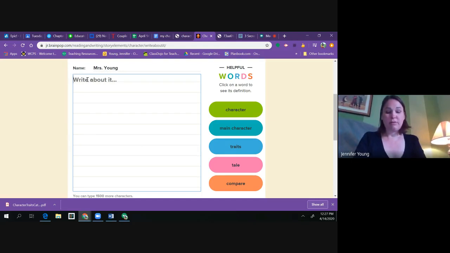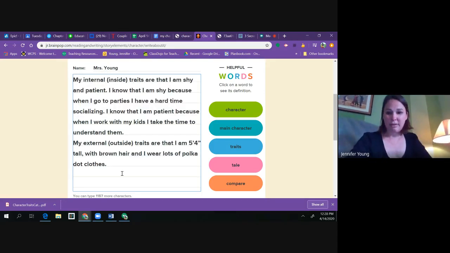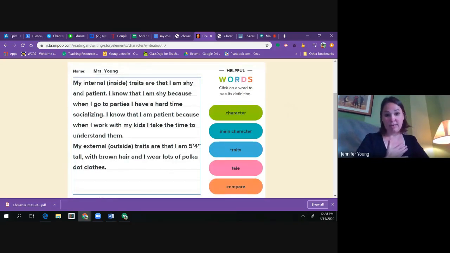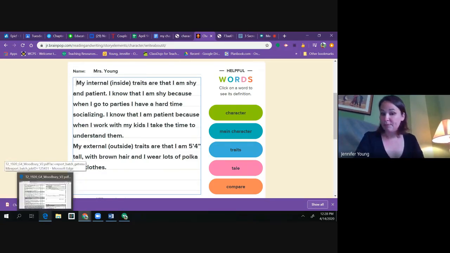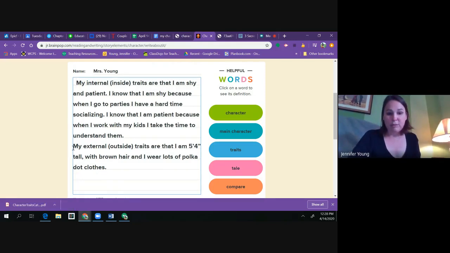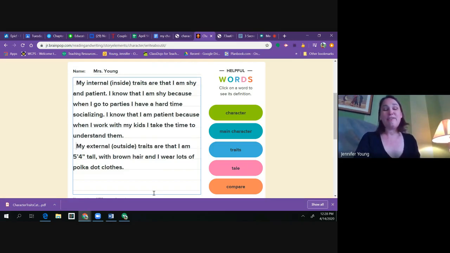And I'll read what I wrote already. So for myself, you're going to do your own character traits. My character traits, I split up in 2 different paragraphs. I started with my internal, my inside character traits: I am shy and patient, and I put why. I didn't just say what they were. I know that I'm shy because when I go to parties, I have a hard time socializing. So getting to know people and opening up, right? I know that I'm patient because when I work with my kids, I take the time to understand them. Then I moved on to the next paragraph, which is my external, my outside, the physical traits. So I am 5 feet 4 inches tall with brown hair, and I wear lots of polka dot clothes.